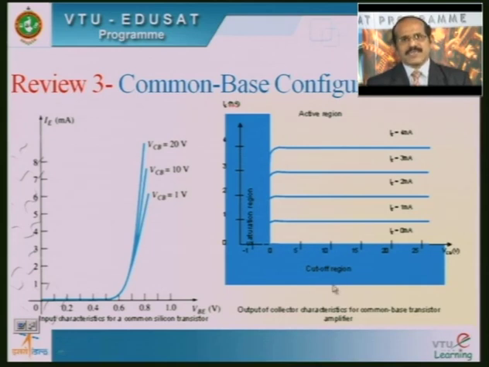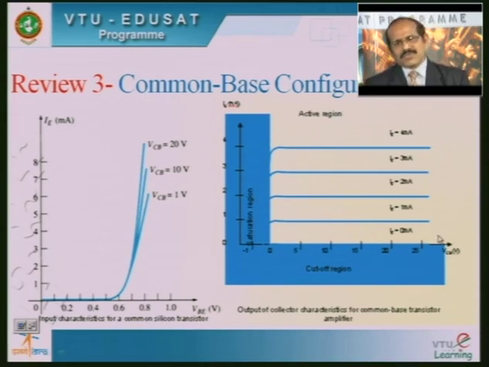One is the cutoff region, another is the saturation region, and the third is the active region here. The cutoff region is the region below the curve IE equal to 0 milliampere. This is called the cutoff curve. The region you can see in blue color to the left of VCB equal to 0 is called the saturation region, and the region between the cutoff region and the saturation region is called the active region.